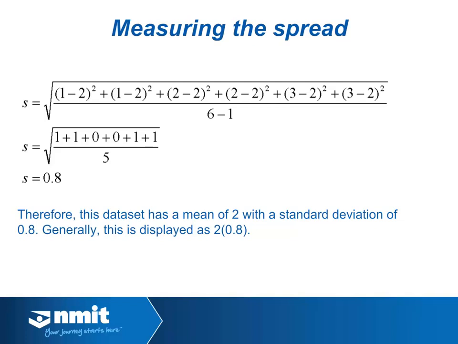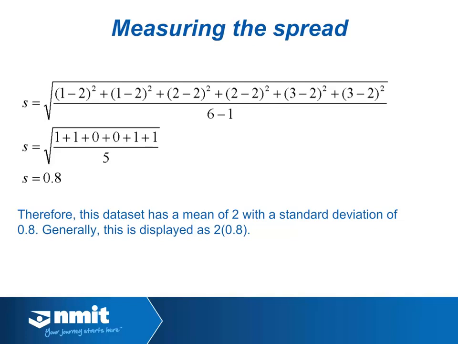So we have, well, -1 squared is 1, -1 squared is 1, 0 squared is 0, 0 squared is 0, 3 minus 2 is 1 squared is 1, 3 minus 2 squared is 1. So we have 1 plus 1 plus 0 plus 0 plus 1 plus 1, which is 4 on 5, which is 0.8, and there I've managed to put in a fantastic error, so it should be the square root of 0.8 is the standard deviation.